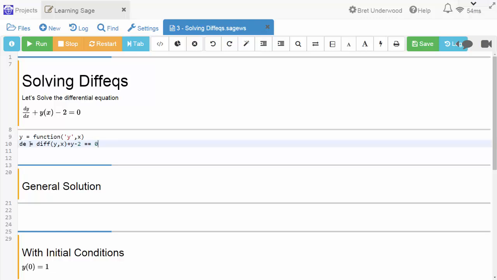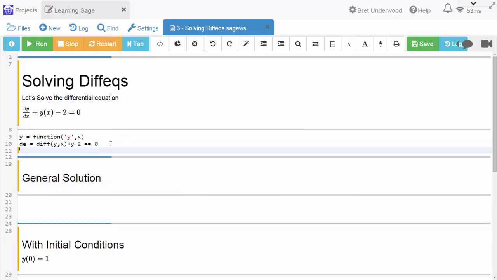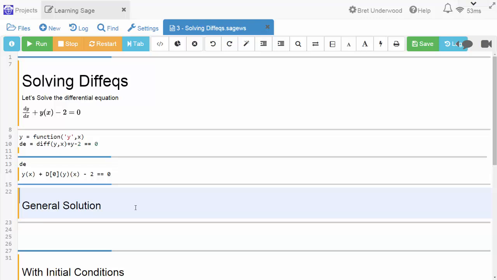Notice the difference between a single equals and a double equals. The single equals is what we use for the definition of a variable. A double equals is when we have something that are actually equal to each other in an equation. Okay, so we do this and we have now defined our new differential equation dE. If I ask Sage what is this differential equation dE, it spits that back out in a kind of confusing looking format. But okay, there is our differential equation.